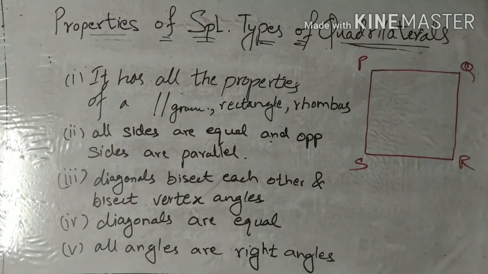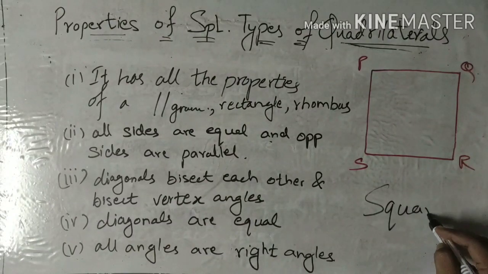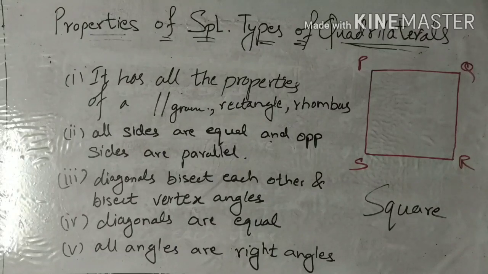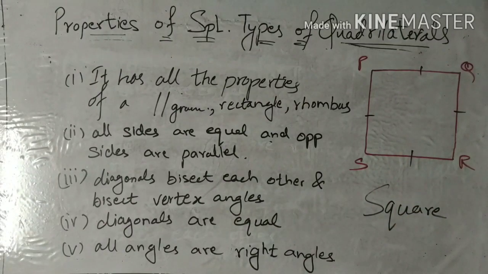Now this is the last and final special type of quadrilateral, that is square. We all are aware of this shape. It has all the properties of a parallelogram, rectangle and rhombus when merged together. All sides are equal, which is a property of a rhombus. Opposite sides are parallel, which is nothing but the basic property of a parallelogram. Diagonals bisect each other and also the vertex angle.